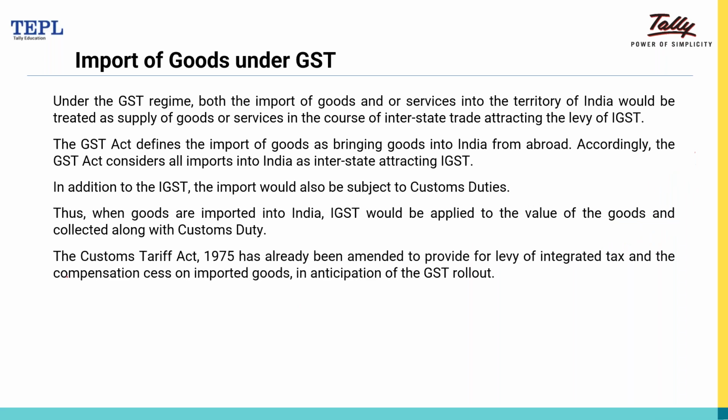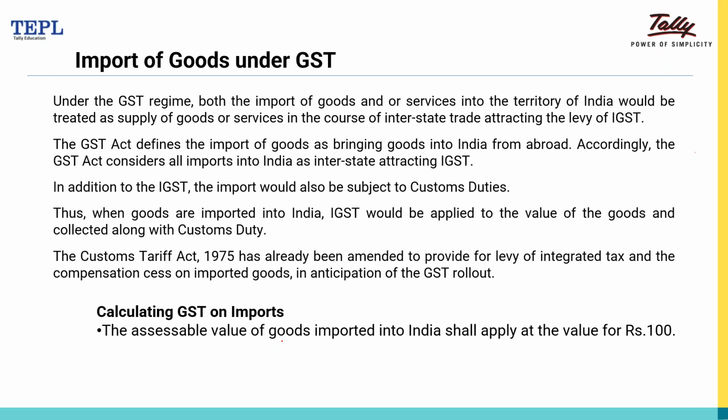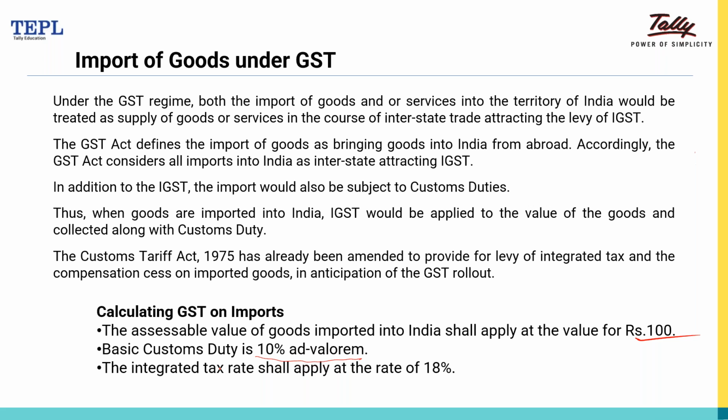The Customs Tariff Act 1975 has already been amended to provide for levy of integrated tax and compensation cess on imported goods in anticipation of the GST rollout. Calculating GST on imports: the assessable value of goods imported into India is taken as rupees 100. I showed you 1 lakh earlier, but here it is showing 100. Basic customs duty is 10% ad valorem, and then the integrated tax rate applies at 18%.